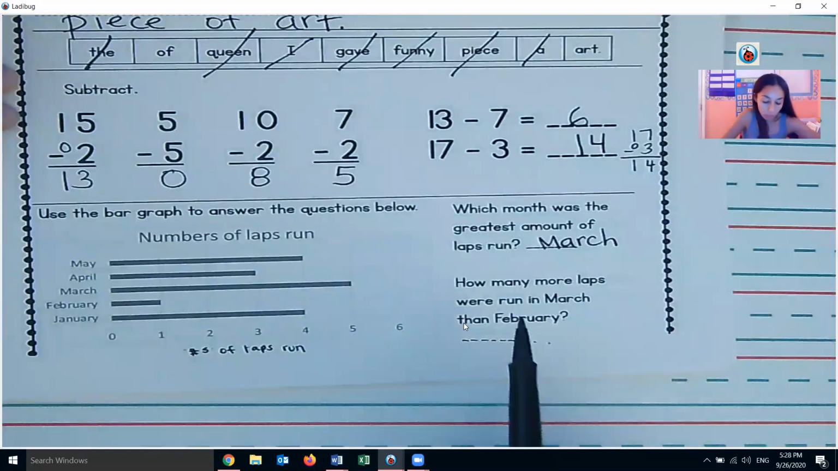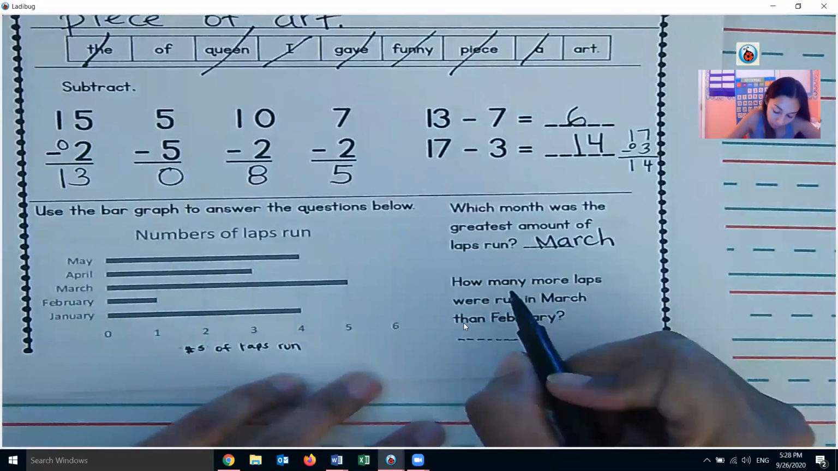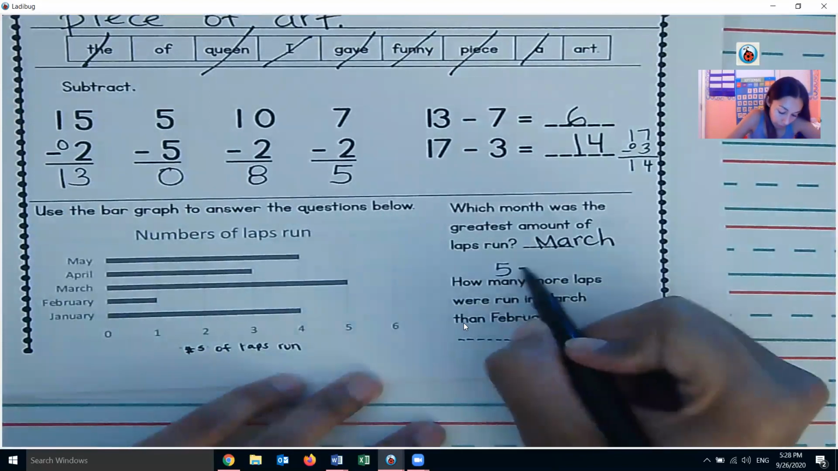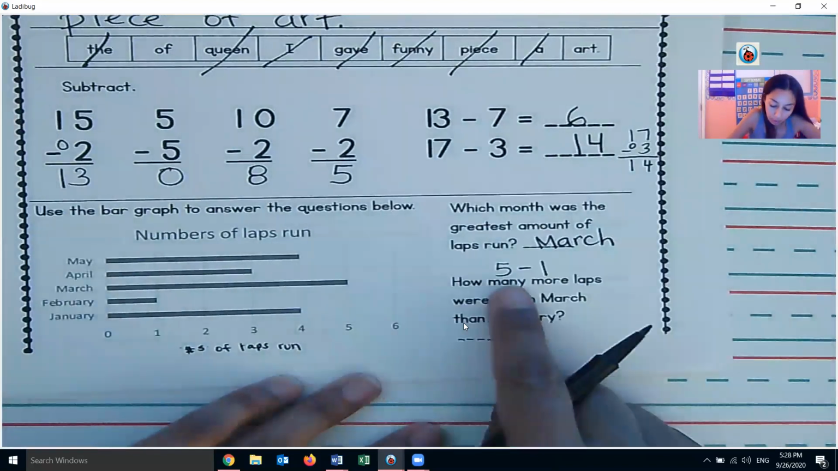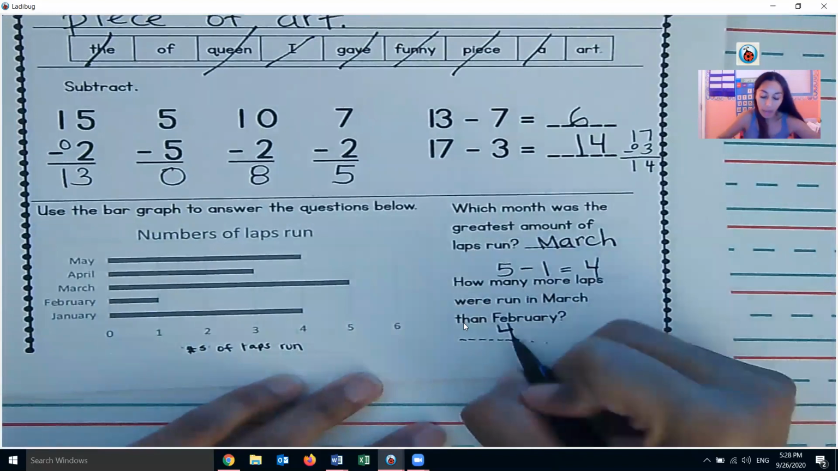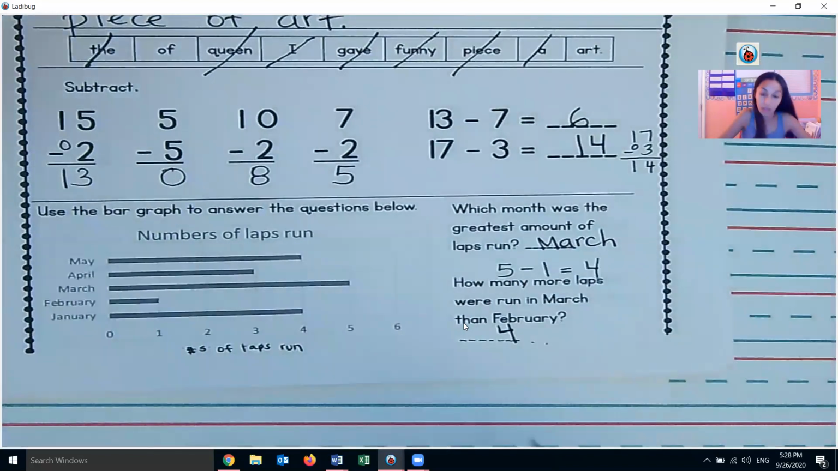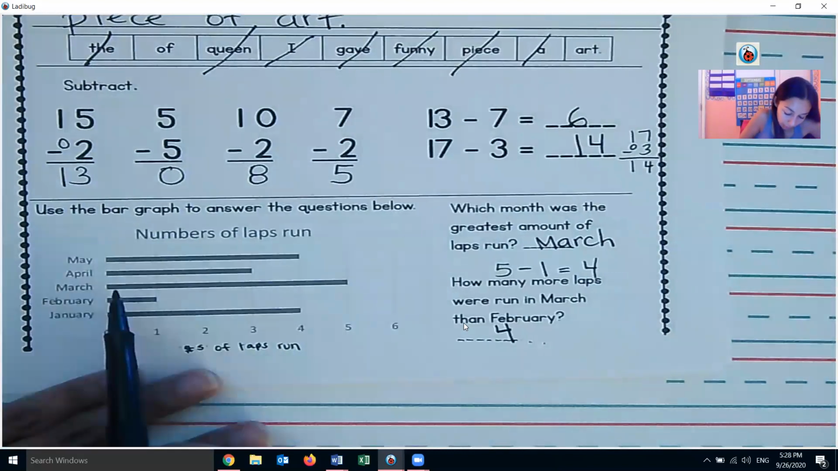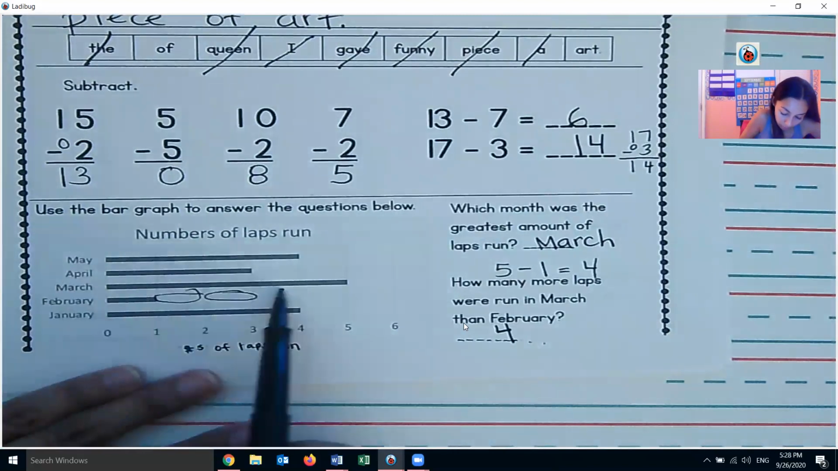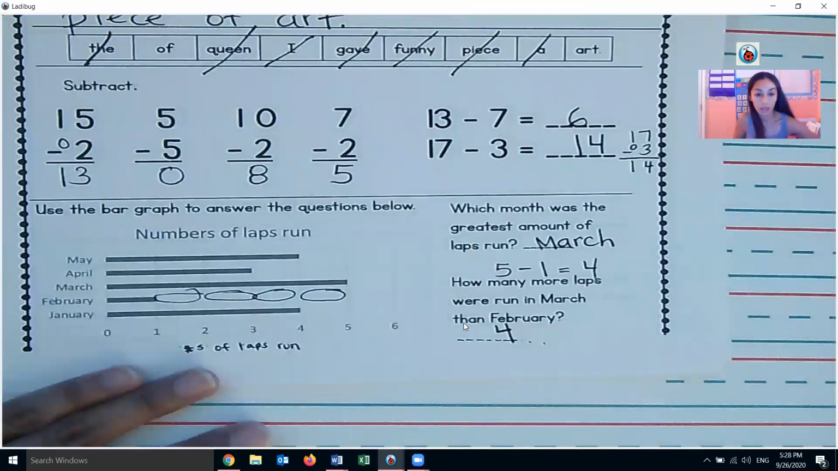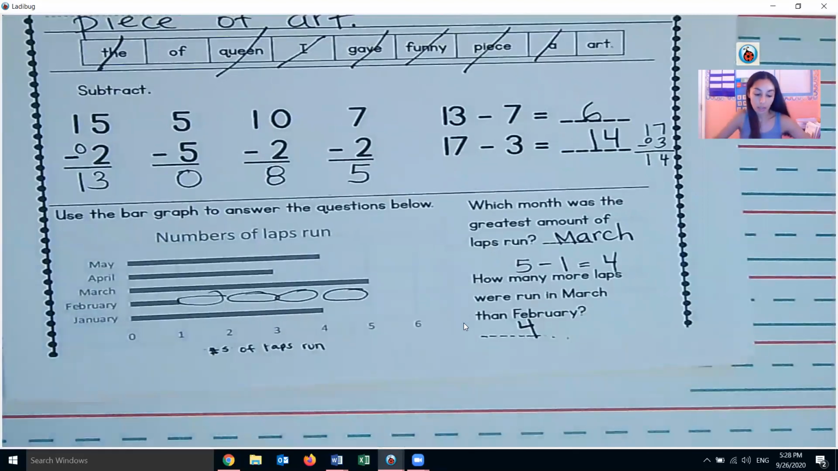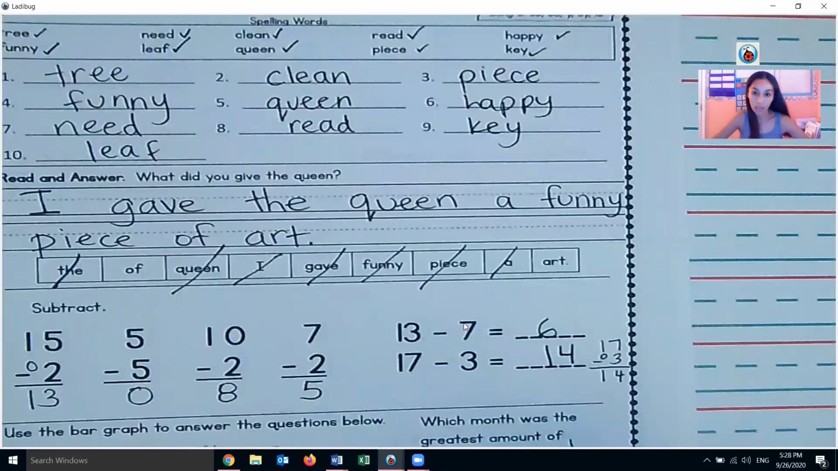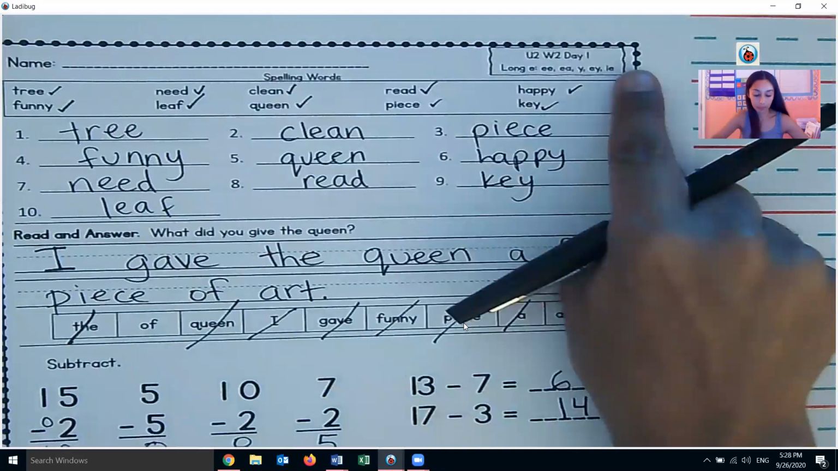How many more laps were run in March? So let's see, March had 5, then February. February only had 1. So I'm going to go 5, take away 1, gives me 4. There were 4 more laps in March than there were in February. And we can kind of see it here too, because here's March, here's February. So here's 1 lap, 2, 3, 4. 4 more than what February had. So that is unit 2, week 2, day 1, daily packet.